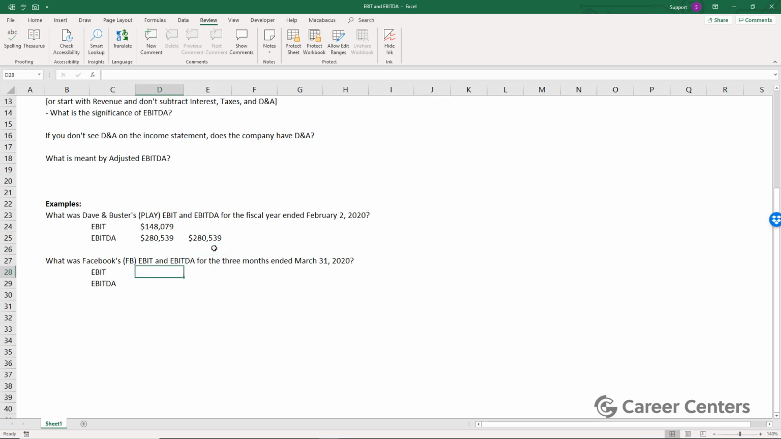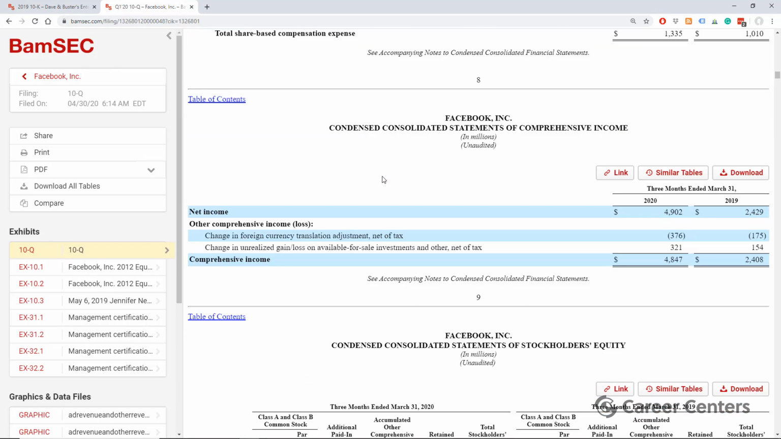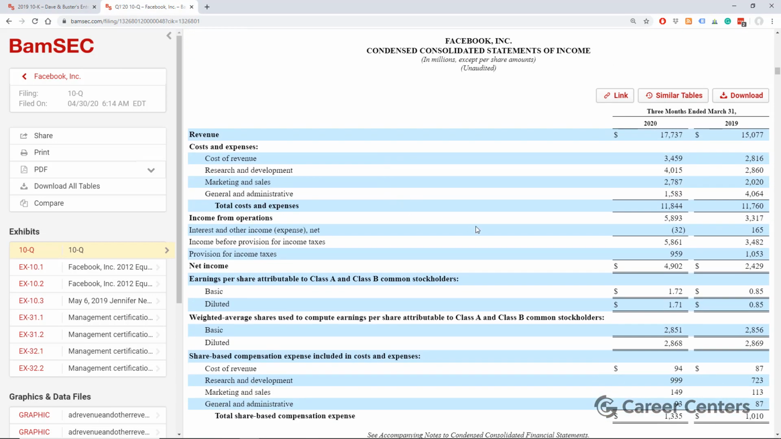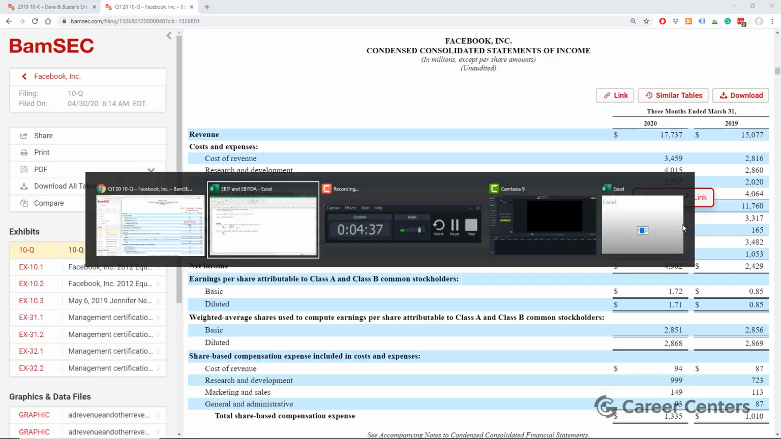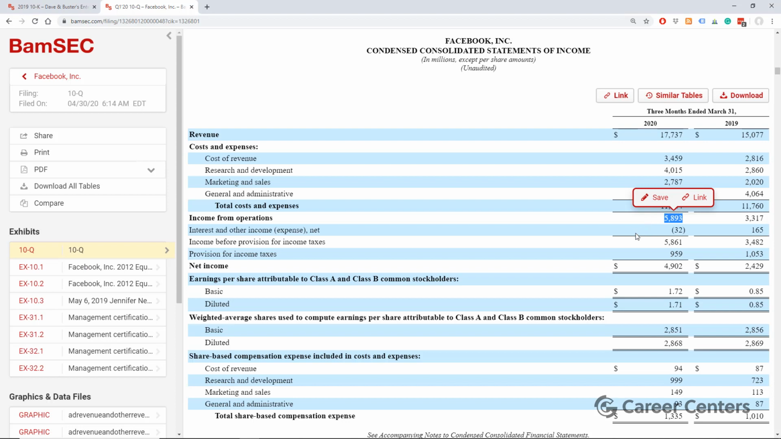Let's do the same thing for Facebook. I have Facebook's latest 10Q open, and I'm going to the income statement, and it's very easy to calculate their operating income because it's its own line item here. So that's the company's EBIT. Next, let's calculate their EBITDA. And I look here and I don't see D&A anywhere. Cost of revenue, R&D, marketing and sales, G&A, it's not there.